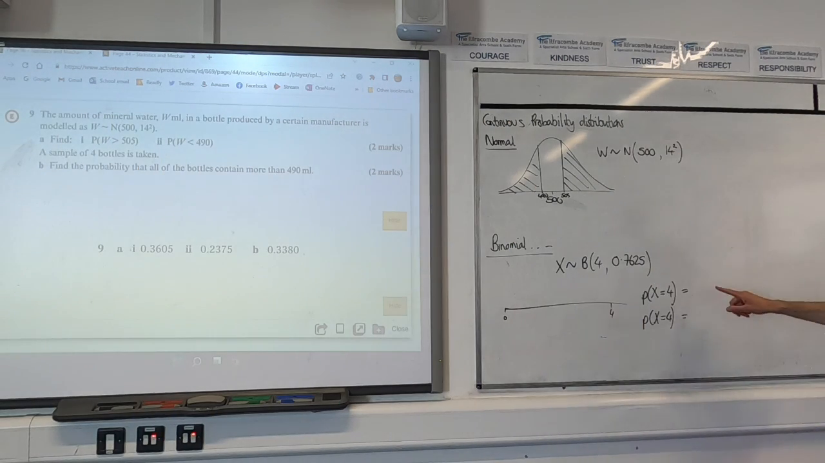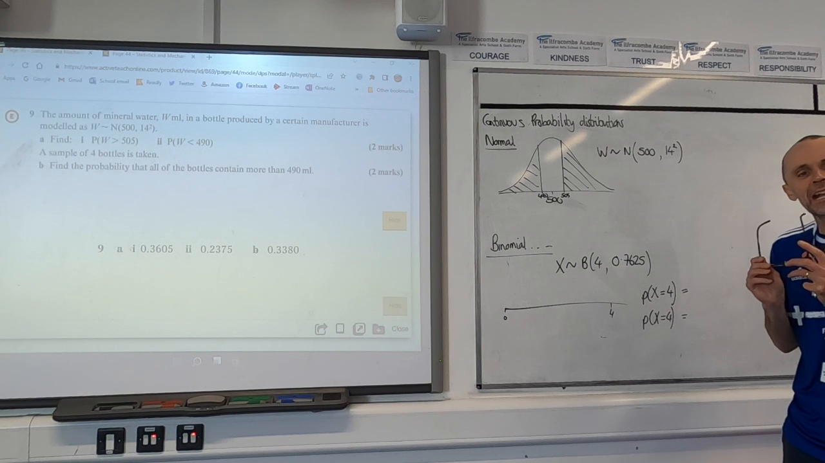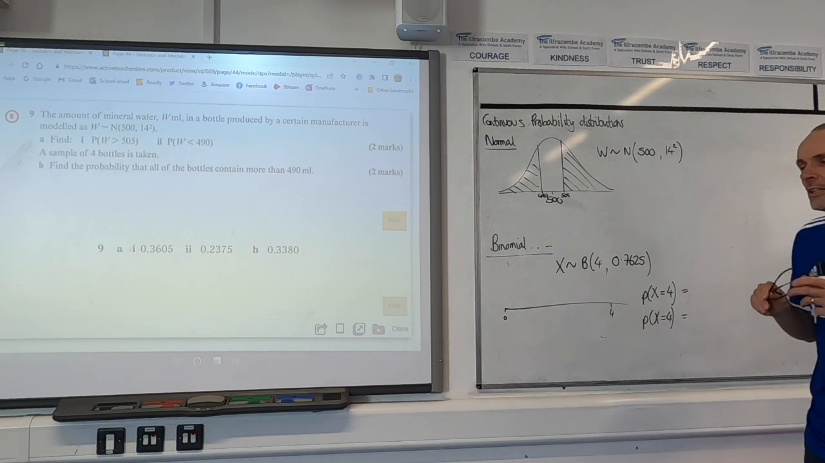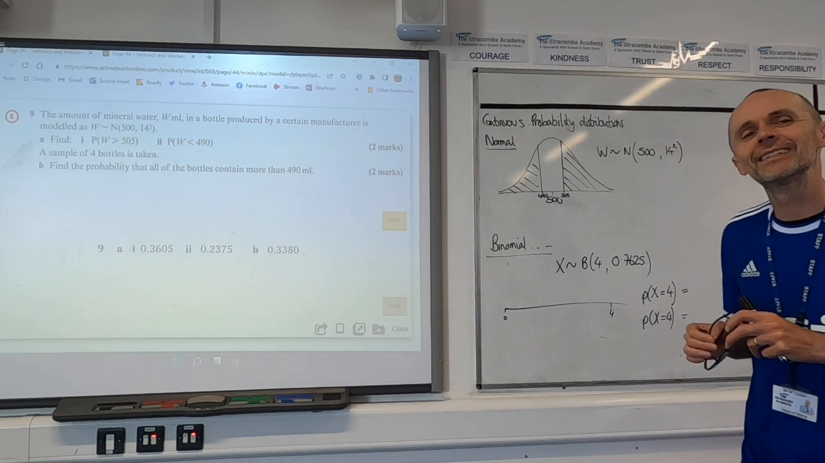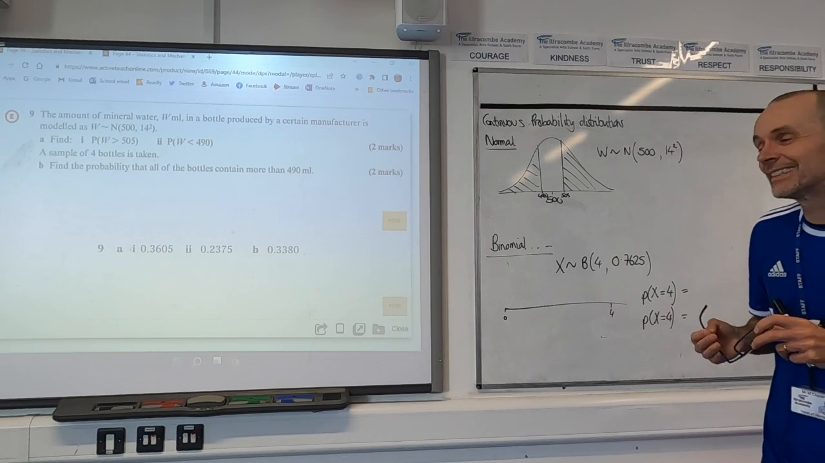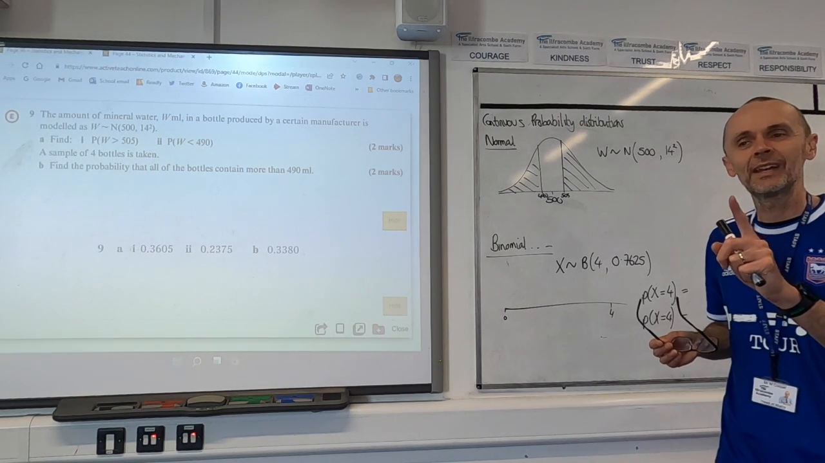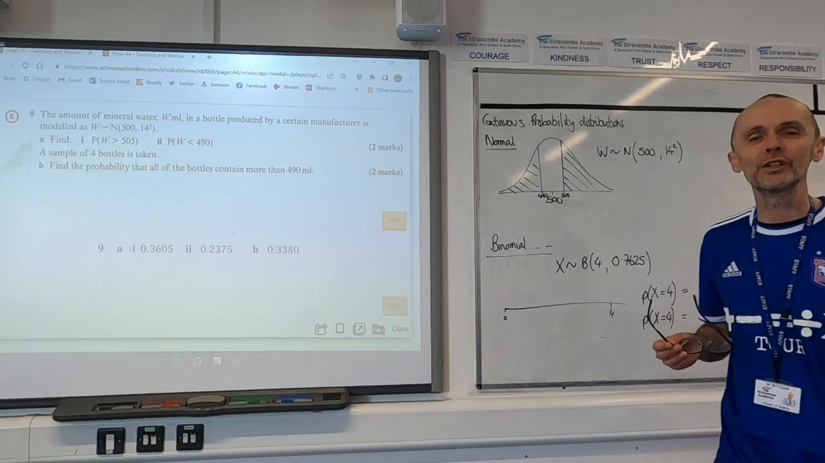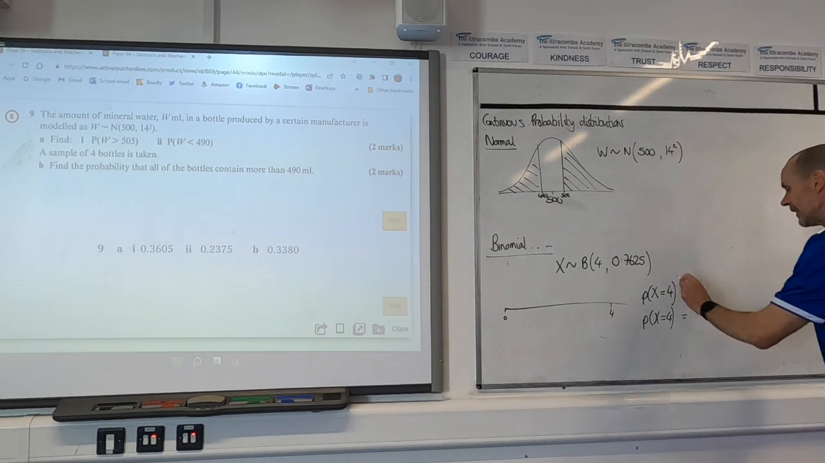So hopefully you were able to get that with your calculator. Could anyone suggest how we could do it without the calculator? How could you do it, George, without the calculator? The probability that all of the bottles contain more than... Really good guess. Well, it's the probability that the first one does, and the second one does, and the third one does, and the fourth one does. So you could just have done that.